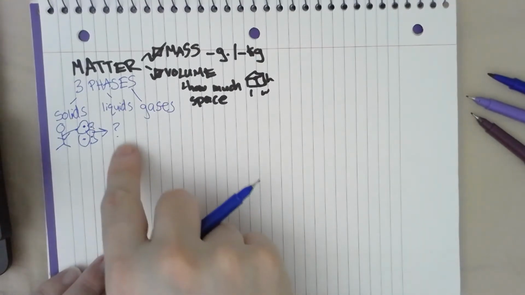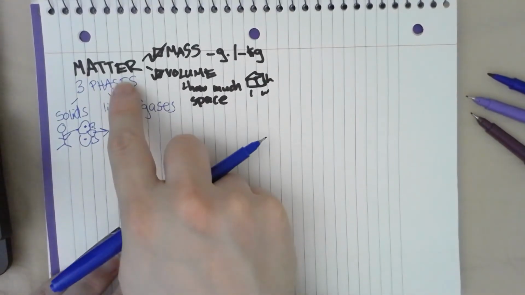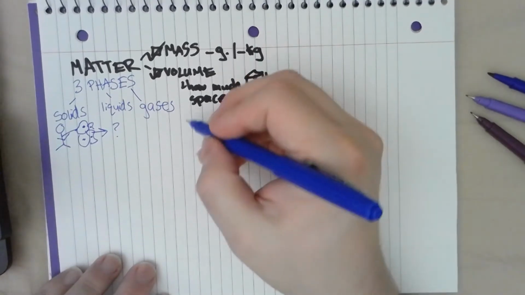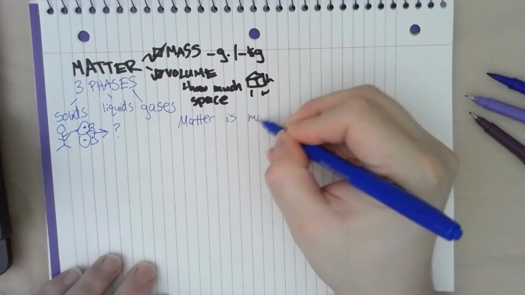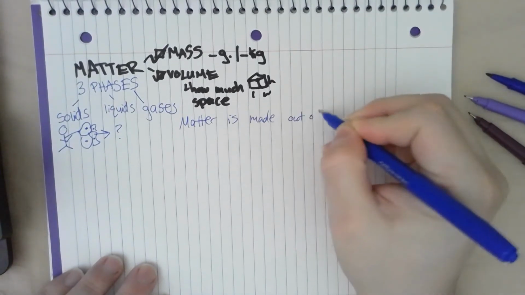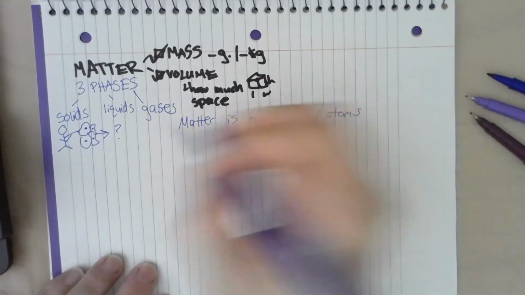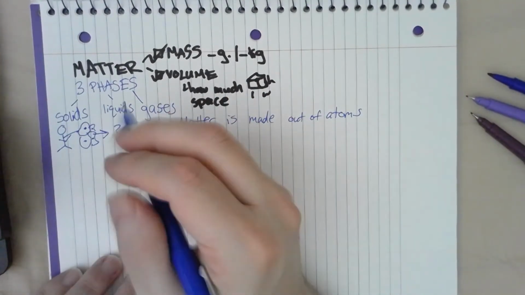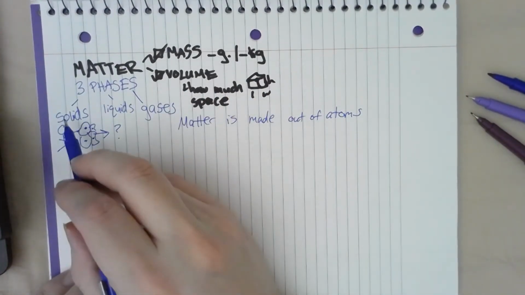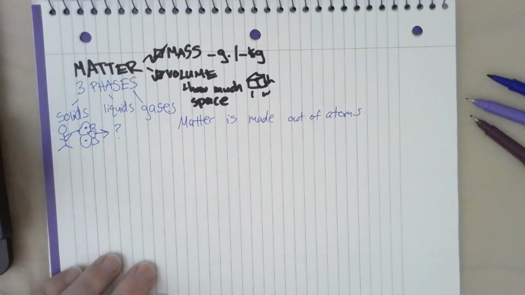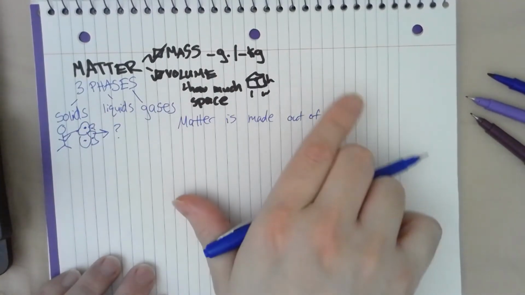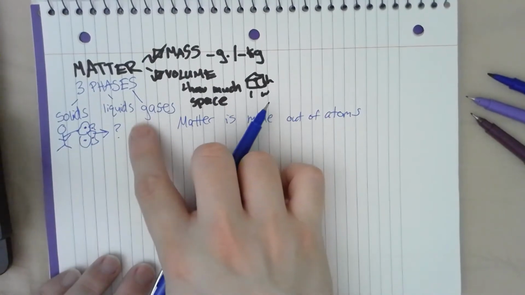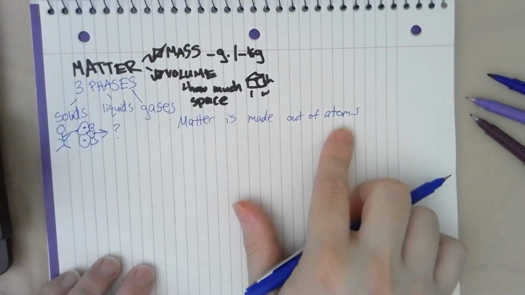So we can go even smaller. Matter is made out of atoms. That's something you need to know. The smallest thing of everything in the universe, solids, liquids, and gases, is an atom. So, atoms make up solids, atoms make up liquids, and atoms make up gases. Matter is made of atoms.